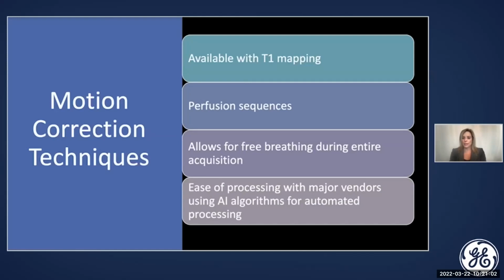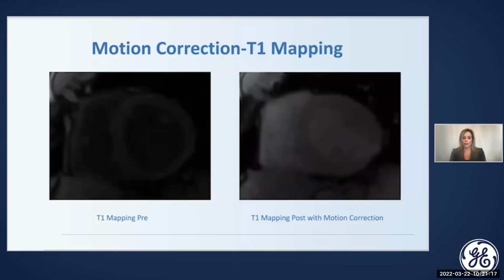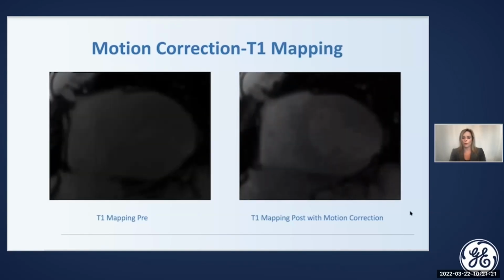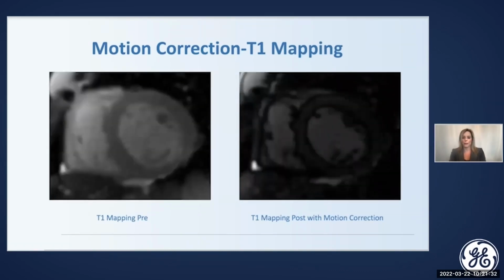Motion correction techniques have helped improve our perfusion and our T1 mapping sequences and allowed for better, more accurate processing for semi-quantitative perfusion as well as T1 mapping. This is an example of motion correction with T1 mapping. You can see on our image on the right, we've used a modern motion correction algorithm where we have really no motion in the myocardium, which will help us to process the global T1 values much more accurately.